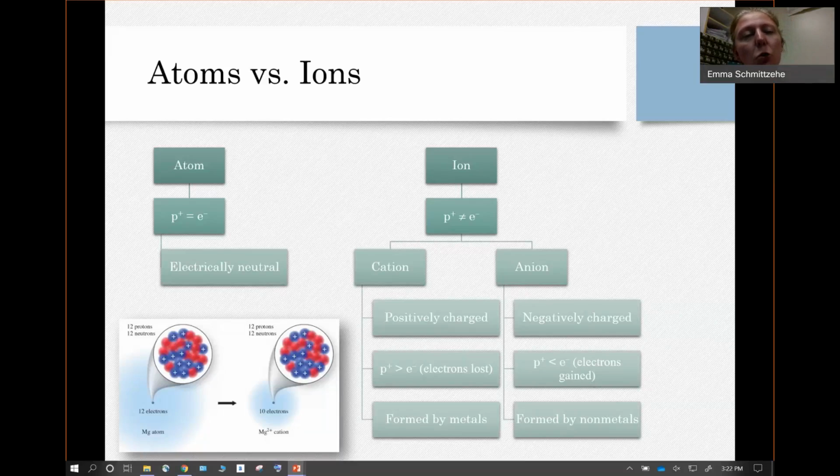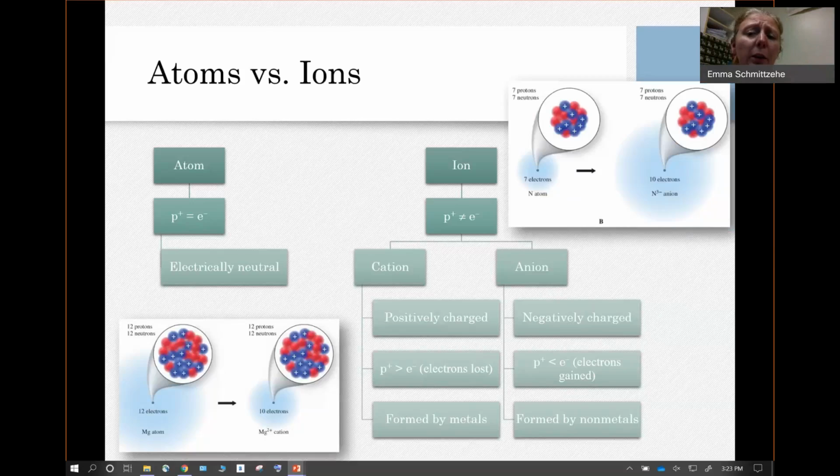But if we took that neutral magnesium atom and we took away 2 electrons, so we formed this ion that has 12 protons, 12 neutrons, and 10 electrons, then overall that would have a positive 2 charge, or we write it as a 2 plus charge, okay? That would be a cation, okay, because it has a positive charge and it was formed by losing electrons, and that is likely when you have a metal. And magnesium is a metal. If you look at the periodic table, it is on the left-hand side of the periodic table. So it is a metal.